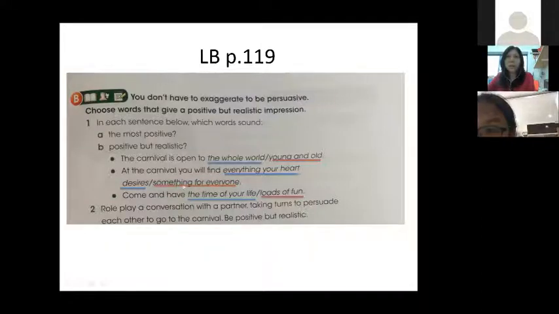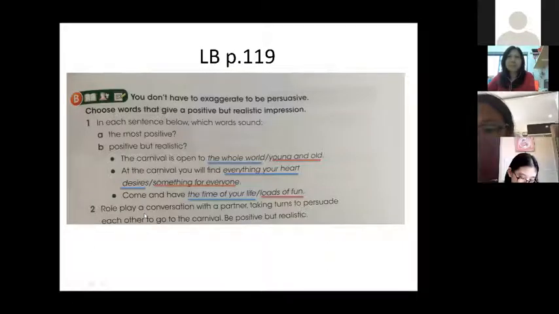So what do you call something for everyone? Is it exaggeration or something realistic? Something that really could happen. Something in reality, it could happen. No, I mean the carnival would possibly not really have something for everyone. What do you mean, Richie? Can you please repeat? At the carnival, most carnivals won't have something for everyone.